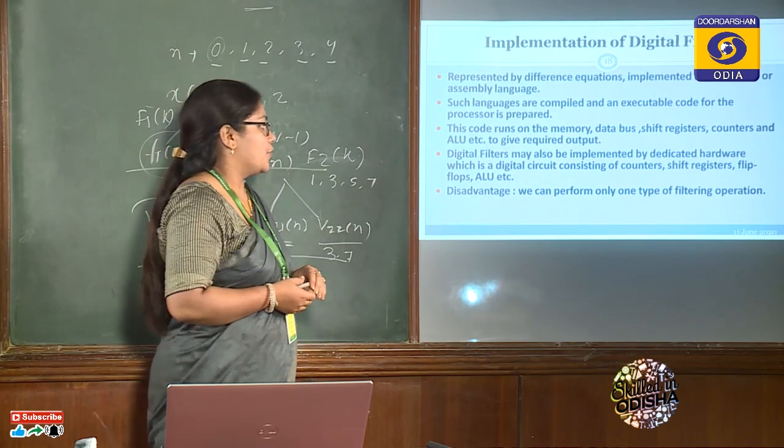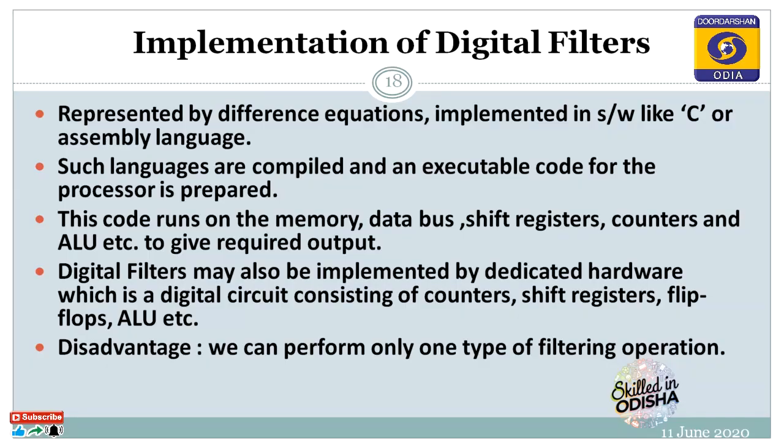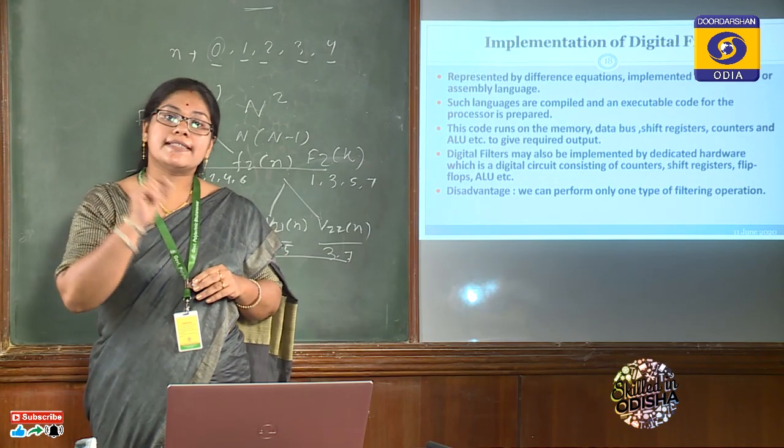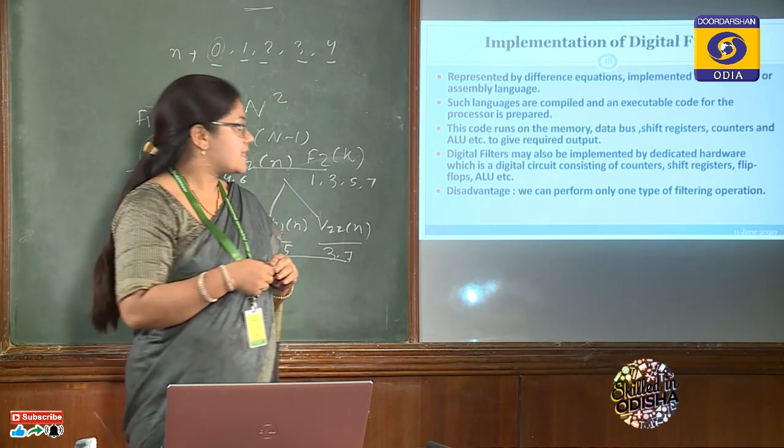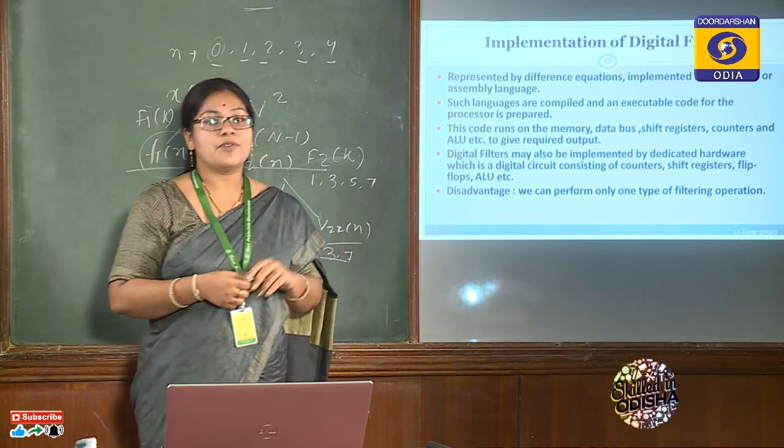Now digital filters can also be implemented in hardware, but we need dedicated hardware which contains digital circuits like counters, shift registers, flip-flops, etc. Now what is the disadvantage of this hardware implementation? Since hardware is specific, we can do only one type of filtering.